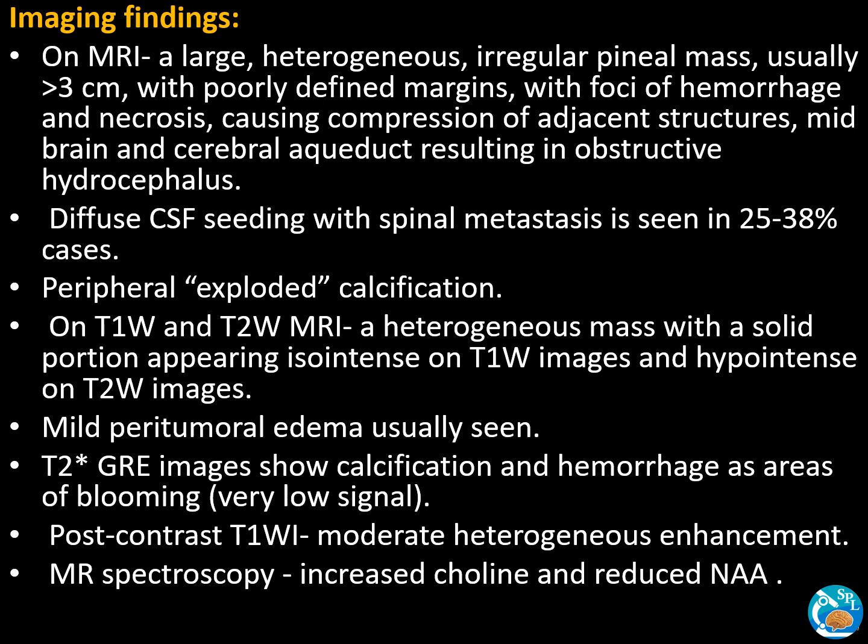On T1 and T2 weighted MRI, it appears as heterogeneous mass with solid portion appearing isointense on T1 and hypointense on T2 images. Mild peritumoral edema is usually seen. On T2 GRE images, calcification and hemorrhage are seen as areas of blooming. On post-contrast T1 images may show moderate heterogeneous enhancement.